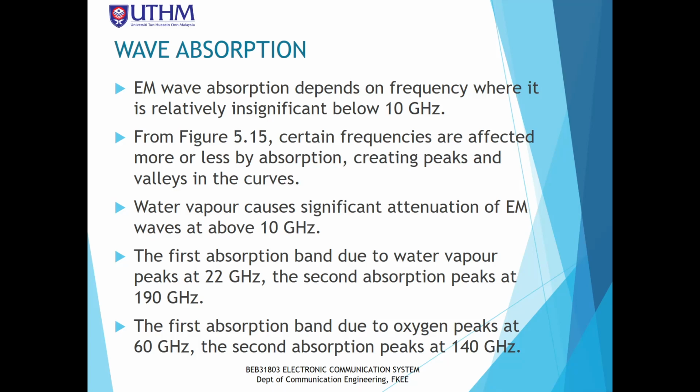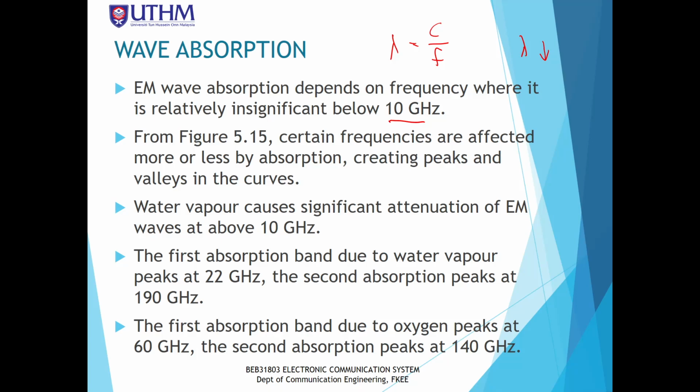Okay, kenapa 10 GHz? Again, ini berkaitan dengan panjang gelombang, lambda. Lambda is c over f. So the higher the frequency, the lower would be the lambda. So lambda akan menjadi semakin kecil, very small, to the point that saiz dia adalah lebih kecil daripada titis air hujan. So kalau dia lebih kecil daripada air hujan, maka dia sangat terkesan dengan air hujan, dengan wave absorption due to this rainfall.